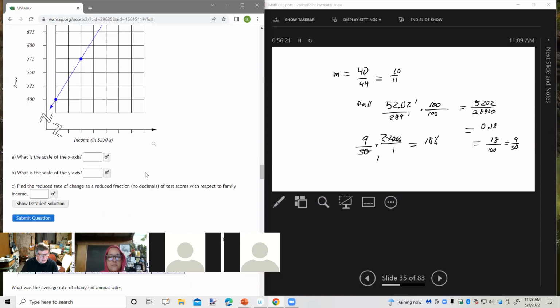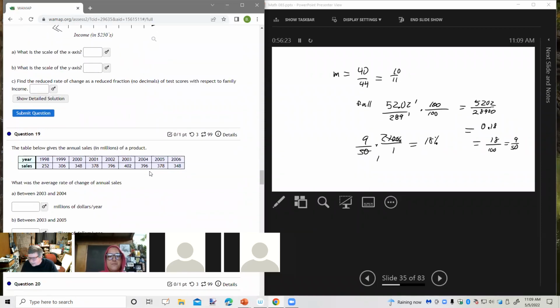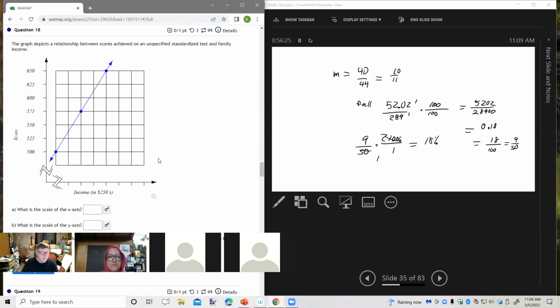Let's take a look at this problem. The graph depicts a relationship between scores achieved on an unspecified standardized test and family income. Take a look at this axis and this axis. See these little sort of Z's, it looks like Zorro was here. That's to say that there's some stuff missing in the graph. Likewise, something missing in the graph.